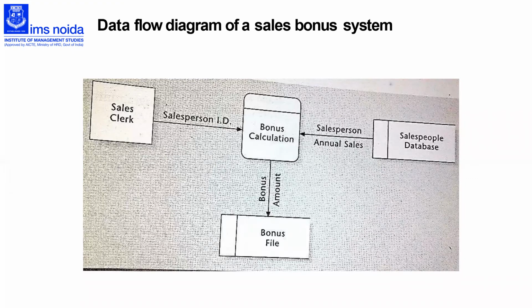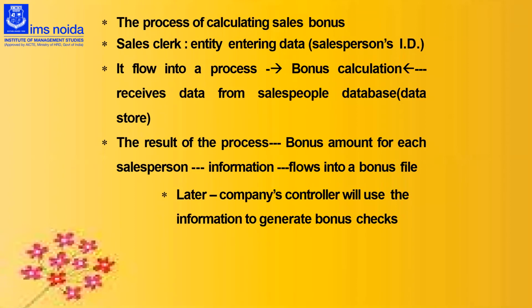Data flow diagram of a sales bonus system. Sales clerk is the external entity. Bonus calculation is the process. Sales clerk is giving the input to the bonus calculation. Salespeople database is the data repository from where salesperson annual sales is coming to the process. Then finally, bonus file is the repository and bonus amount is going to the bonus file. The process of calculating sales bonus: sales clerk entity enters data, it flows into the process bonus calculation. The result of the process, as I have already said, is the bonus amount for each salesperson.